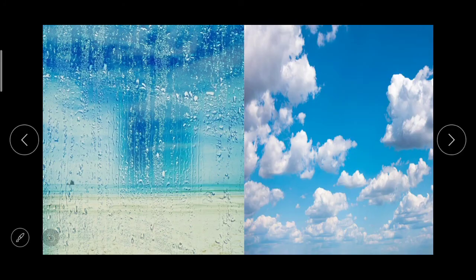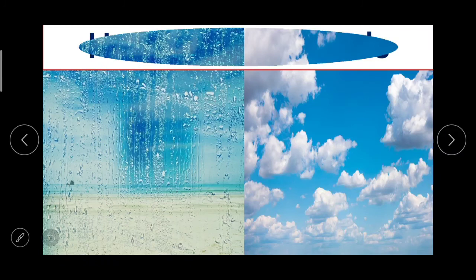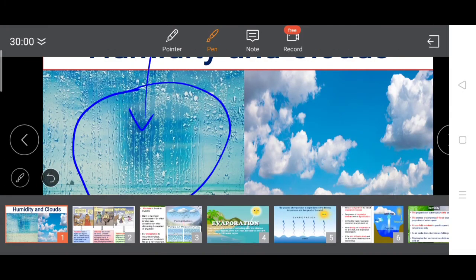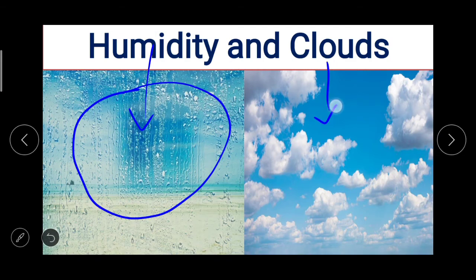My dear students, today in geography, we'll be learning the topic humidity and clouds. So in this topic, we're going to study in detail the concept of humidity and clouds and its types. Now here, as you can see on the screen, this is humidity, and here you can see clouds.